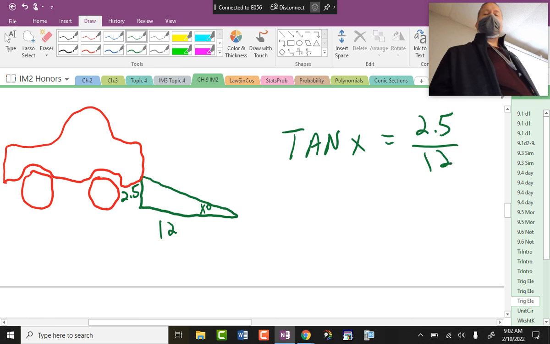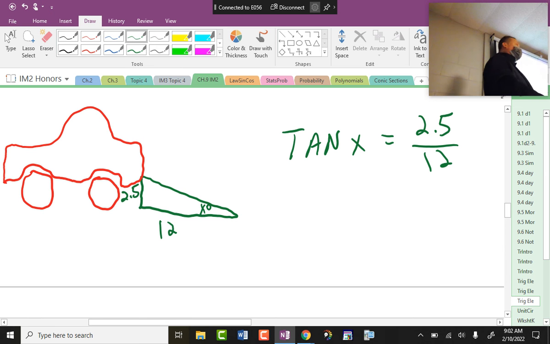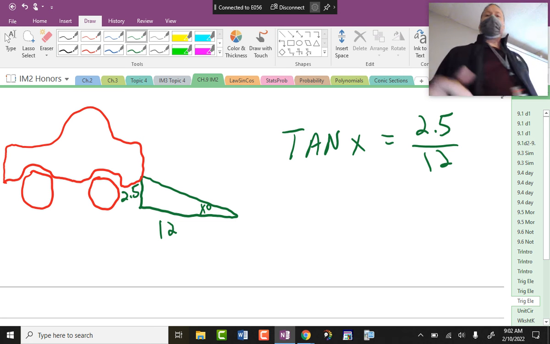Okay, and all kidding aside, this is all you got to do on those. These are not really a big deal. So once you get the drawing, it's super simple to solve. And then you inverse tan and you get your answer. And you can do that on your calculator.